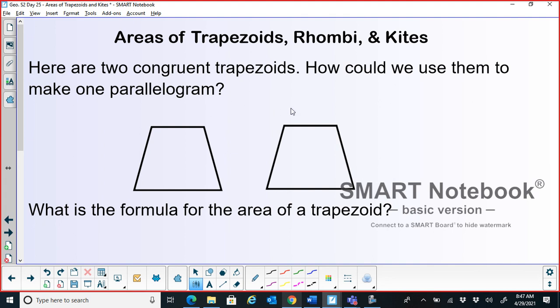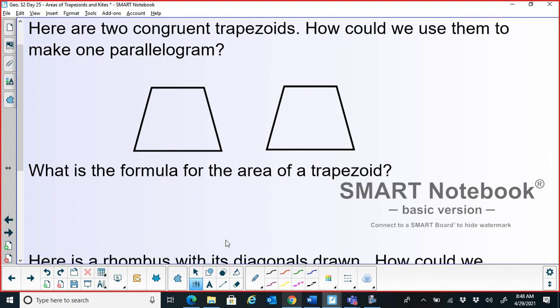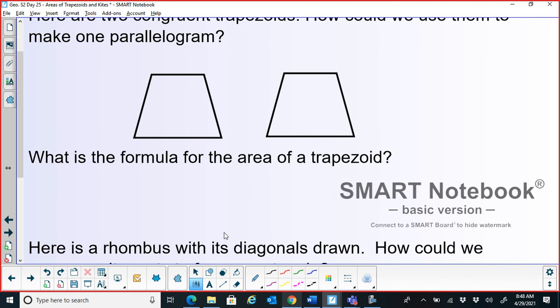Here are two congruent trapezoids. How could we use them to make a parallelogram? And we already found the formula for area of trapezoid. We can make this figure like a parallelogram. Let me call this A, B, C, D. Call this E, F, G, H.